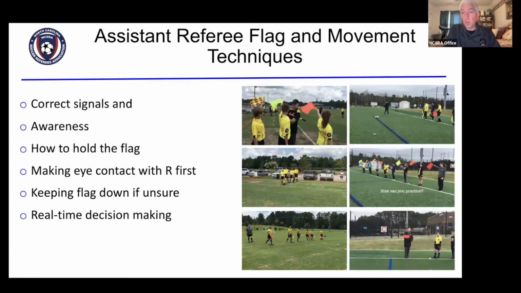Okay. One other thing I'm going to say, I'm going to skip over these clips, but I do want to talk about practicing our mechanics. Don't let the first time you make these signals be on the side of the field in your first game. Think about that. You don't need to be worrying how you call offside. You need to be worrying why you call offside.